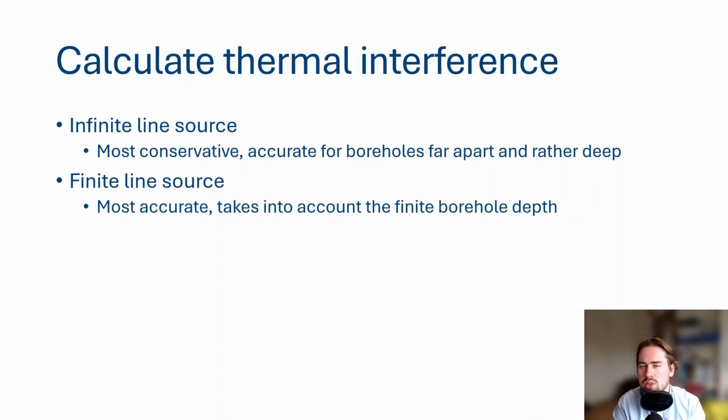accurate to a reasonable degree for boreholes that are far apart or boreholes that are really deep, 400 or 500 meters, let's say. Now, our finite line source is the most accurate one because it can take into account finite depths. So if you have interfering boreholes which have different depths or which are close together, it's better to go for the finite line source model.